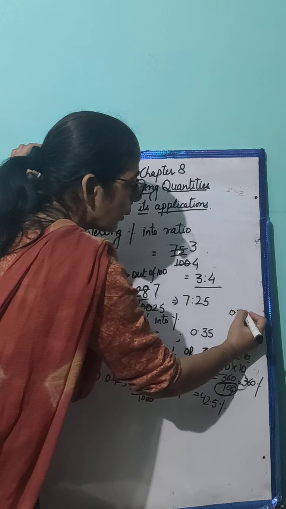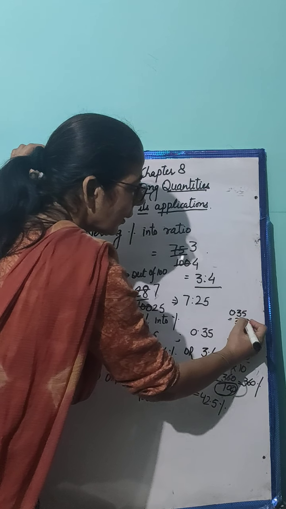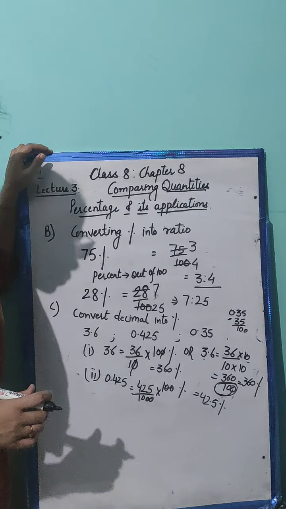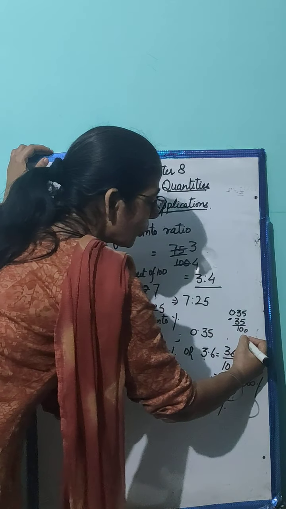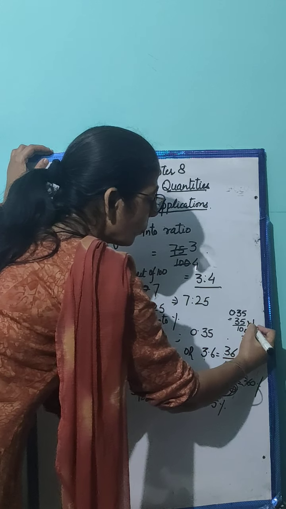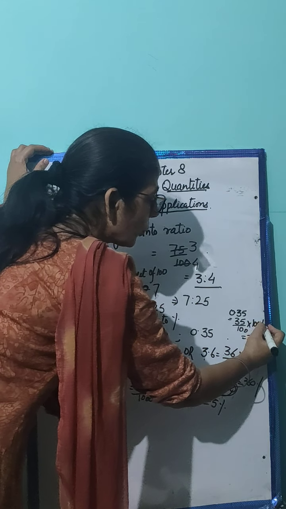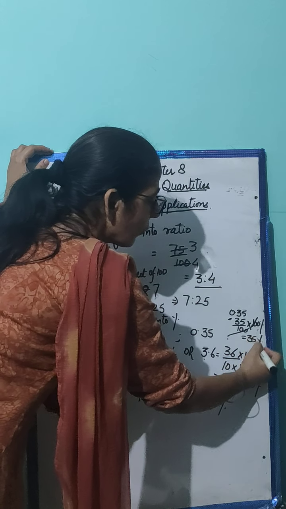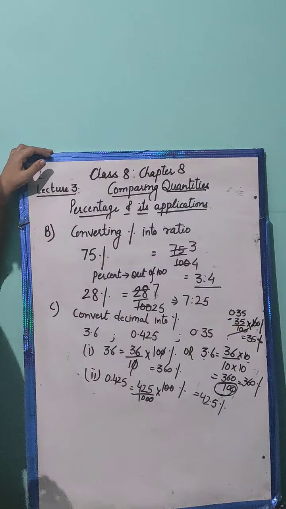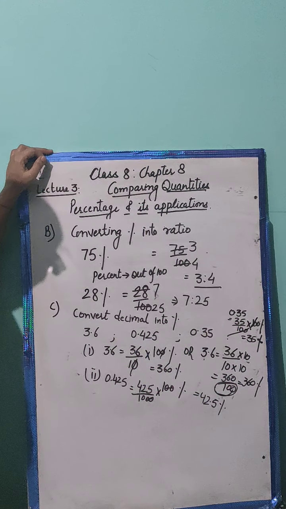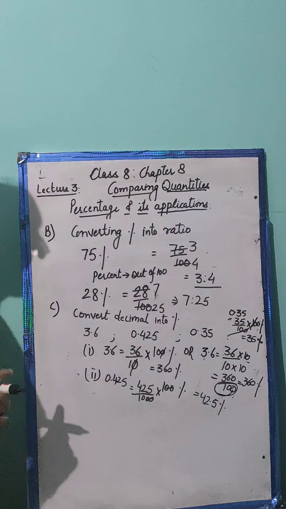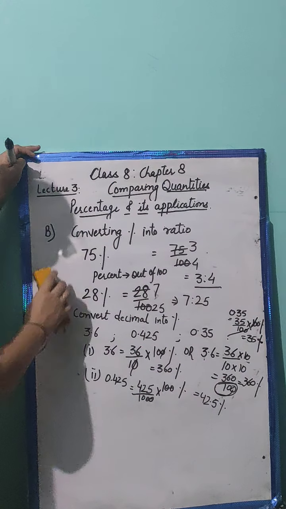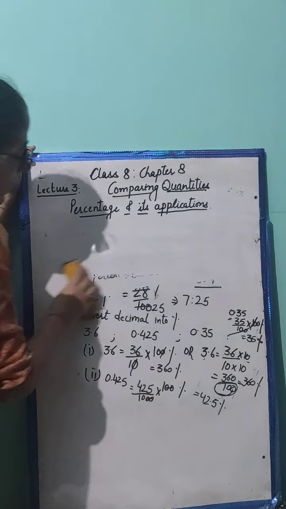0.35 means 35 out of 100. So it is already having the denominator 100. So I can multiply with 100 and put the sign of percent. So what is the answer? 35%. Have you understood this? You have to do more and more practice. We are doing the percentage.